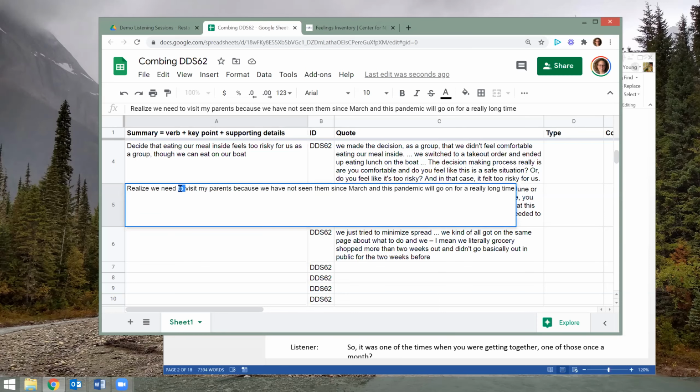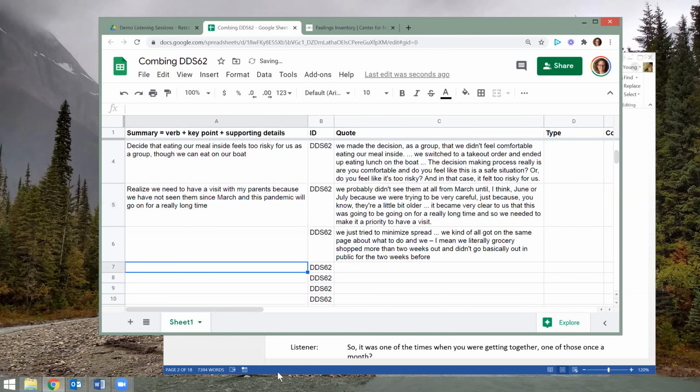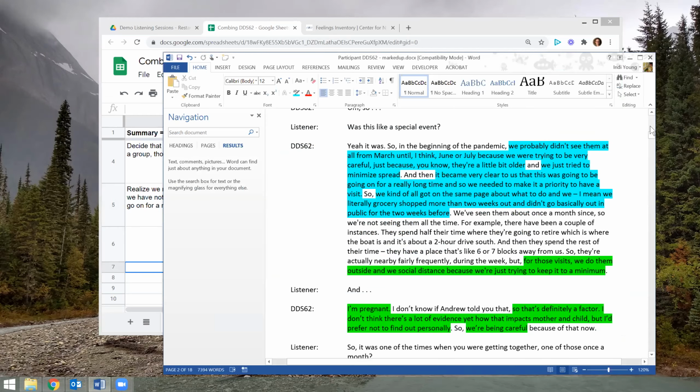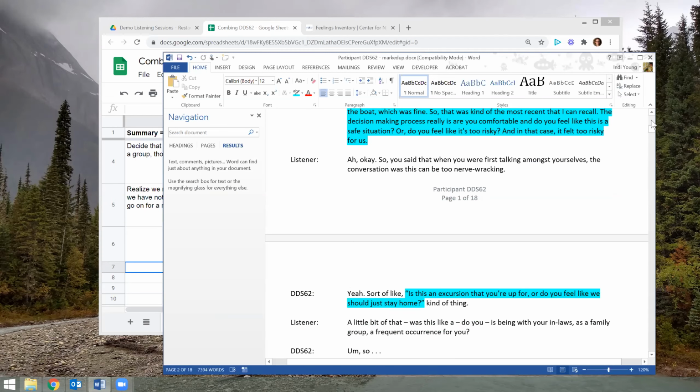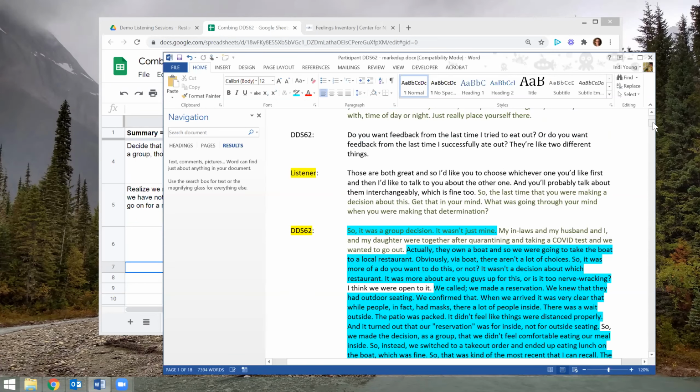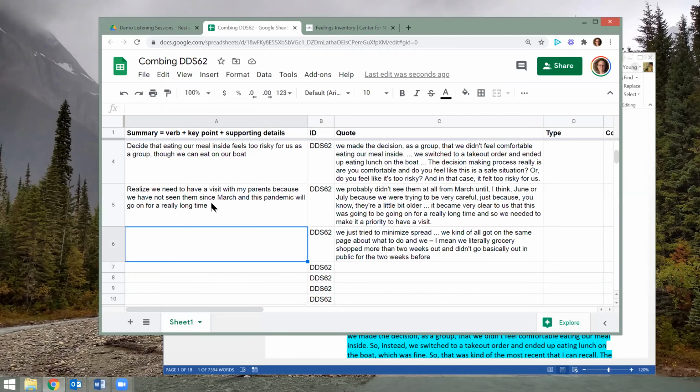How about that? Need to have a visit. Whoops, there it is. With my parents. You know, maybe I should just go double check that because I can't remember it from when I was highlighting this. It was back here. My in-laws. By the way, the daughter is like 3 or something, just so you know the background.